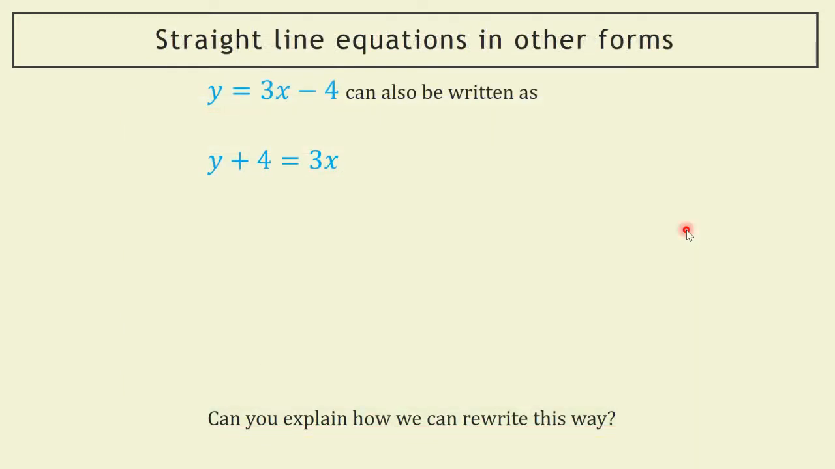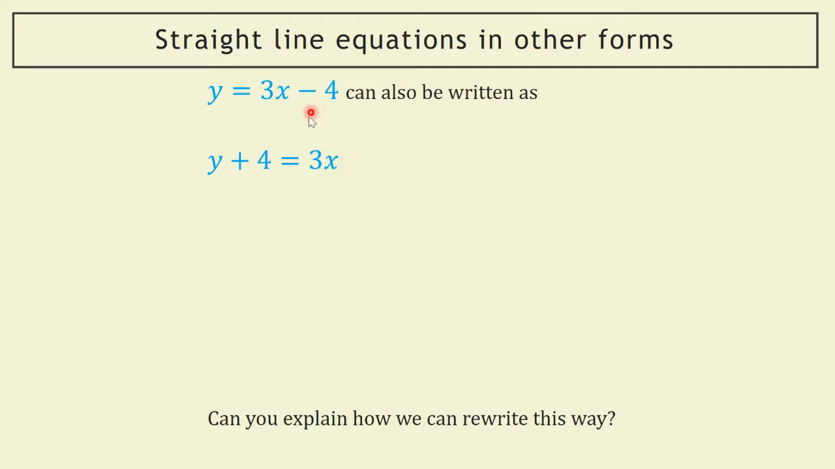So just a little bit before we get into solving simultaneous equations generally, our straight line equations can quite often be written in a number of different forms. So if I'd got this straight line equation y equals 3x minus 4, I could write the same relationship between x and y like this. Y plus 4 equals 3x.